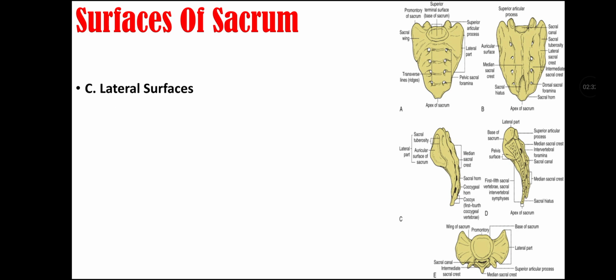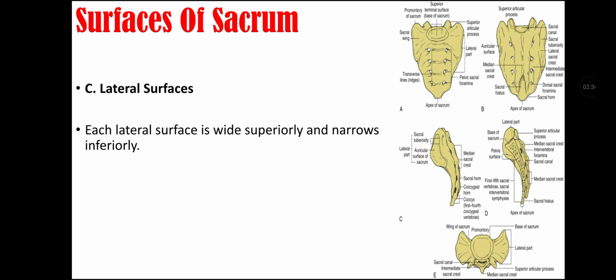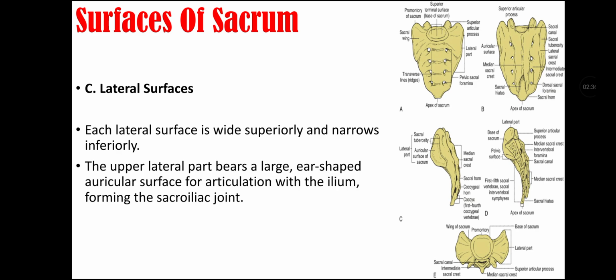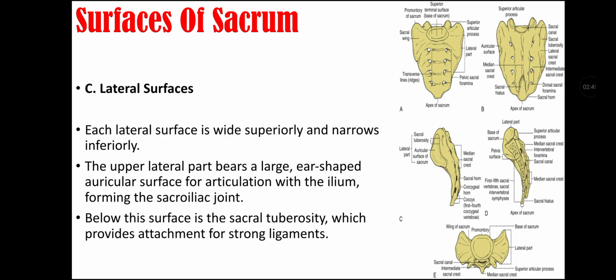Third surface of sacrum is lateral surface. Each lateral surface is wide superiorly and narrows inferiorly. The upper lateral part bears a large ear-shaped auricular surface for articulation with the ilium, forming the sacroiliac joint. Below this surface is the sacral tuberosity, which provides attachment for strong ligaments.